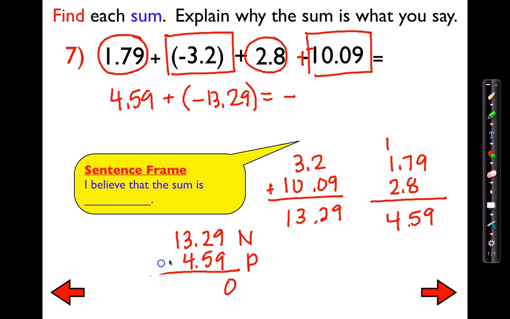So here, we're going to have to borrow to make this a 12 and this into a 2. 12 minus 5 is 7. Here, we're going to borrow, 12 minus 4 is 8. So my answer is going to be a negative 8 and 7/10. Why did I say 7/10 instead of 700ths? Because this 0 is not necessary. So I'm going to say I believe the sum is negative 8 and 7/10.